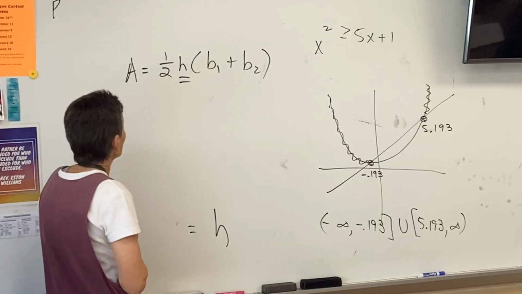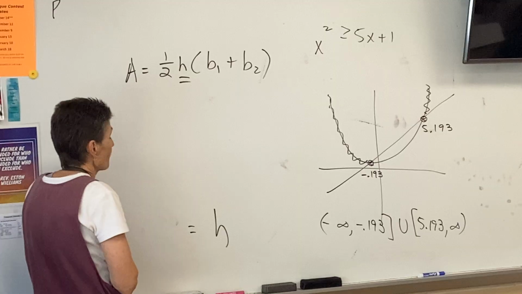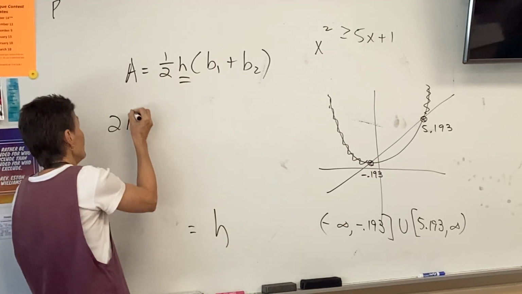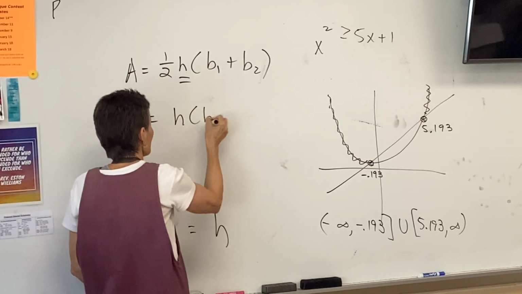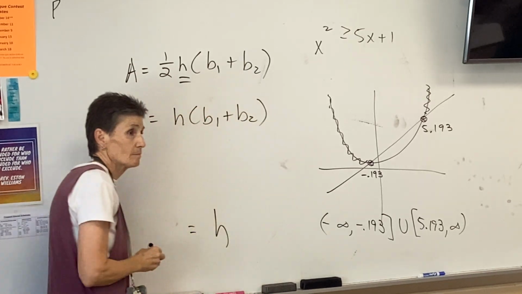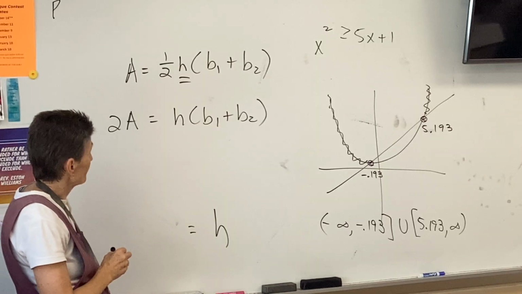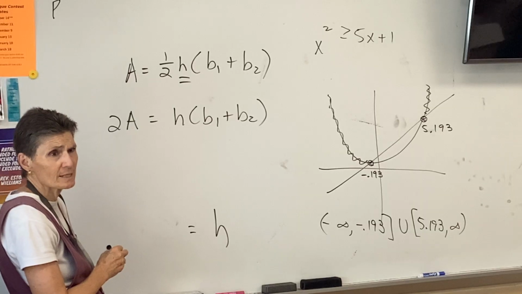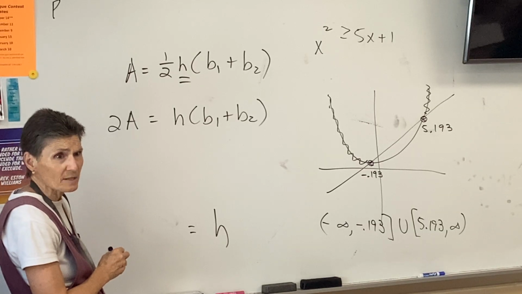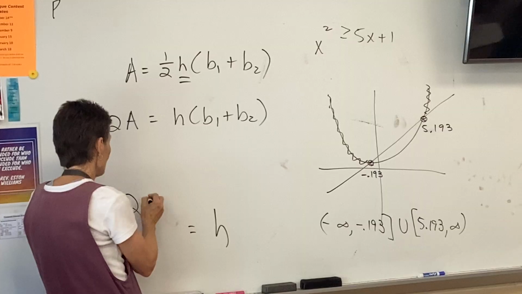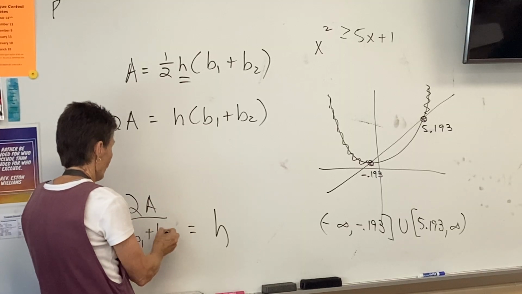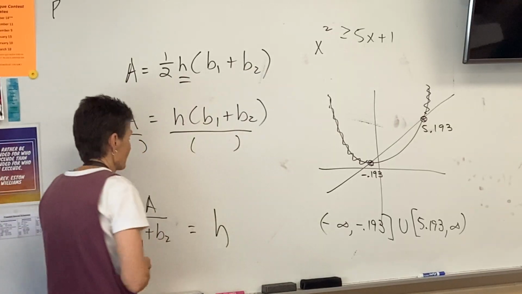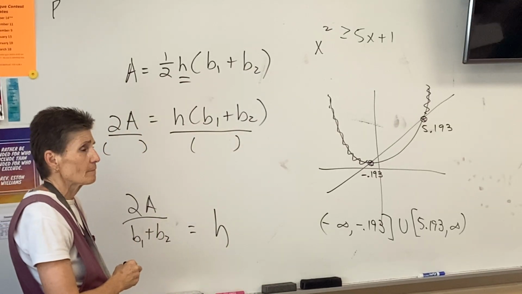Okay, so what do you want to do first here? We're going to get H by itself. I'm going to times by 2, because I want to get rid of that fraction. This is easy. If I'm solving for H, all I need to do is divide by the parentheses, right? So I'm going to have 2A over the sum of 1 and 2. Is that all right?